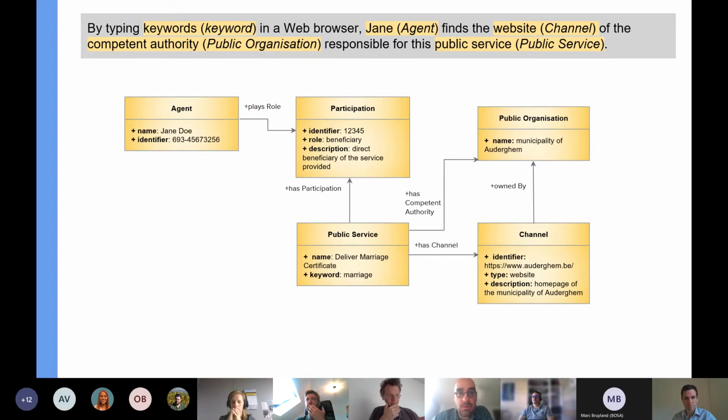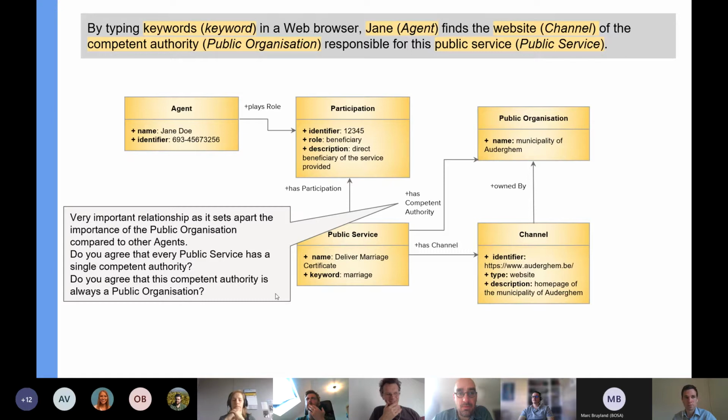Maybe specific for this one, but I don't think you can state that for every public service within society. I think there are many examples that services are intermingled between regional, local, federal governments working together to deliver something. I think there's only one competent authority that's the final responsible for a public service, but there are many other public organizations intermingled to deliver something.